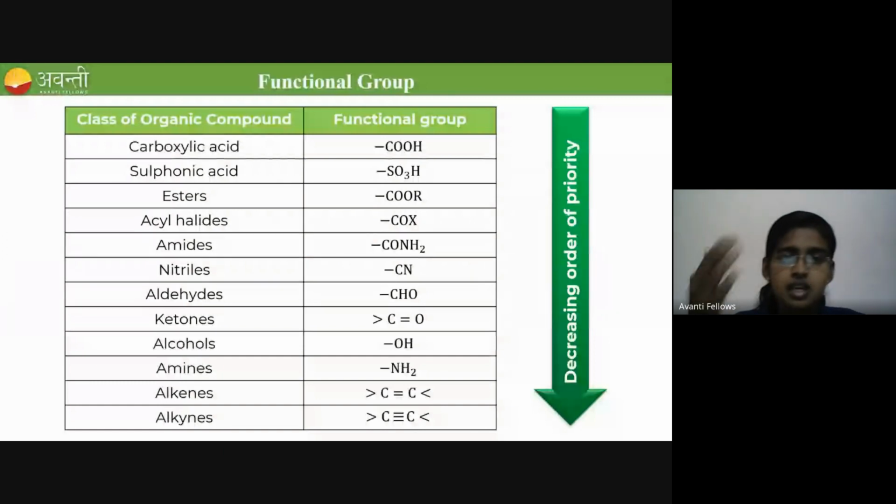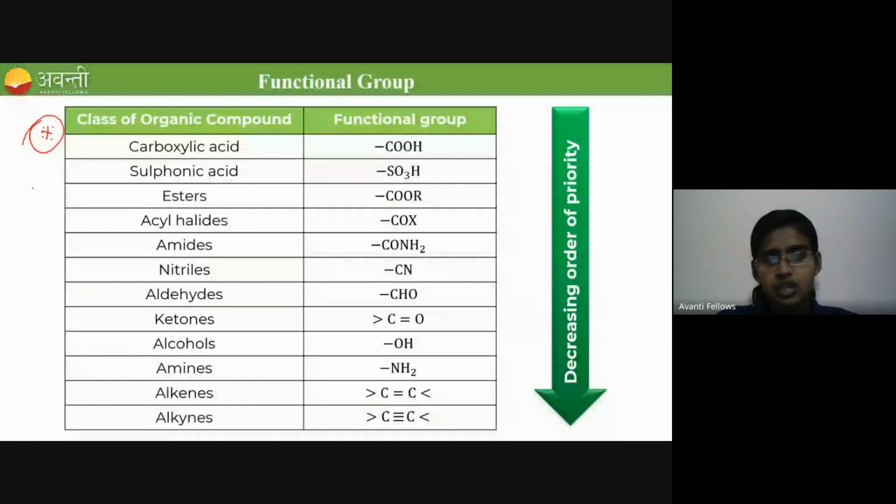Carboxylic acid always gets first preference, then sulfonic acid, esters, acyl halides, amides, nitriles, aldehydes, ketones, alcohols, alkene and alkyne. So these are the very important functional groups among a very big list of functional groups which follow the priority order. Okay. So what you have to do? All of you have to memorize this priority list. There is no other way, right? You have to memorize this list, the name of the compound and the functional group.